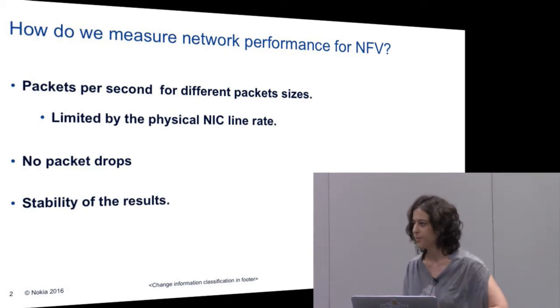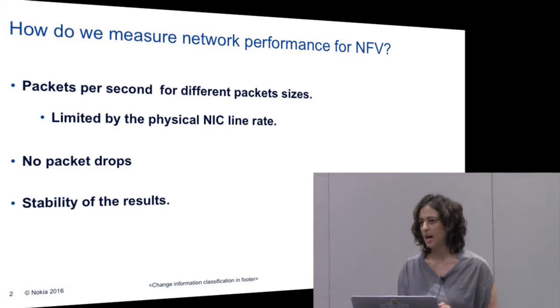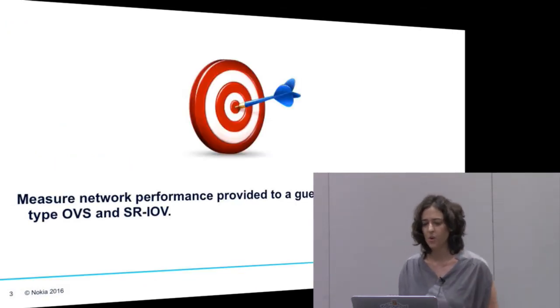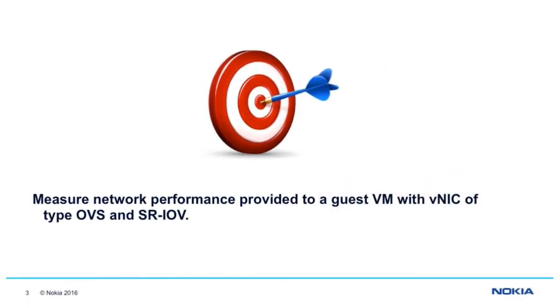Even more important than the packet rate is having no packet drops and having a very stable system to provide to the NFV that does not change over time and provides consistent results in terms of performance. So I set up to measure performance over a Kilo OpenStack node for OVS and SR-IOV types of VNICs.